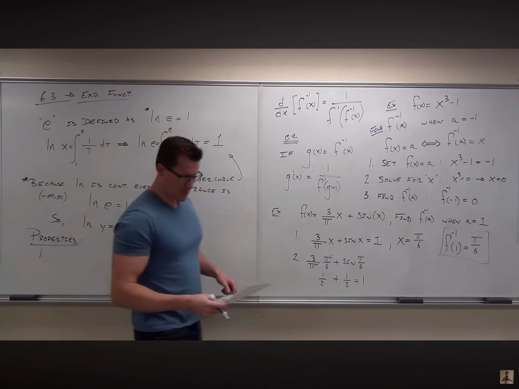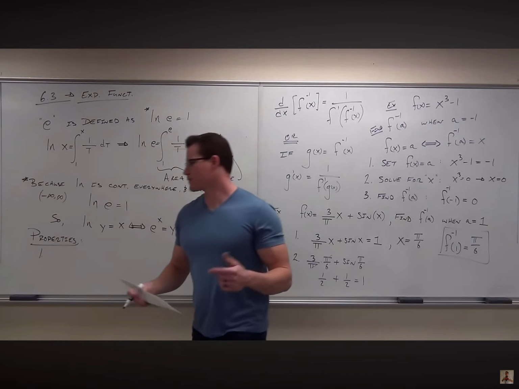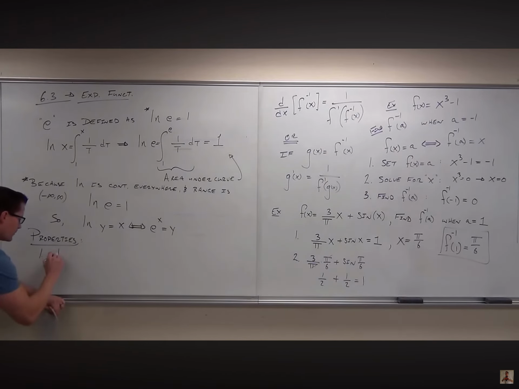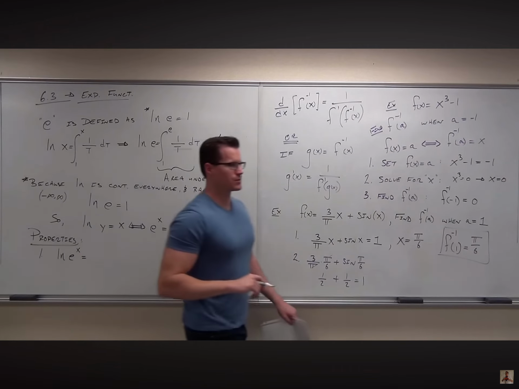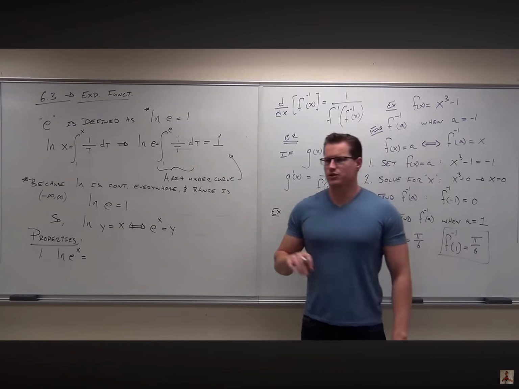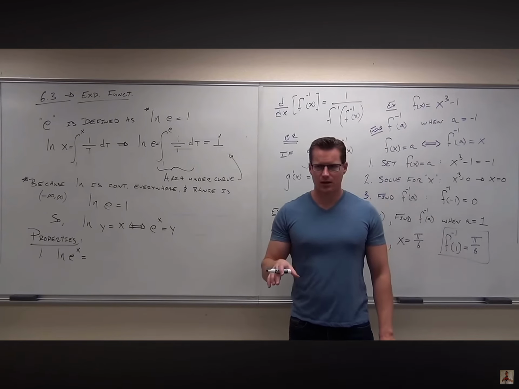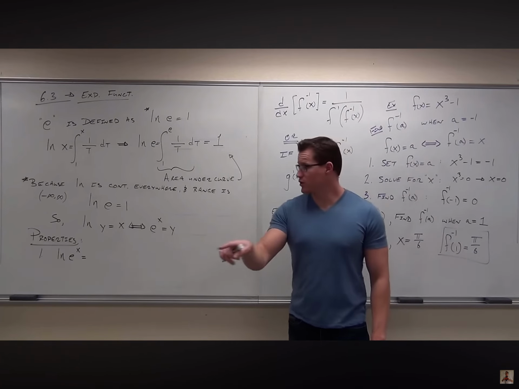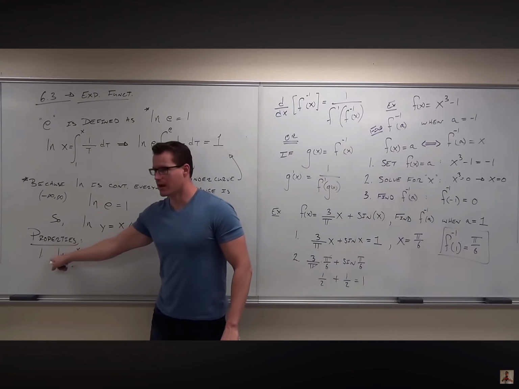So, first property. The first one is this. If you have ln of e to the x, do you know what the answer is going to be? x. You can move the x in front of the ln. Do you remember doing that?